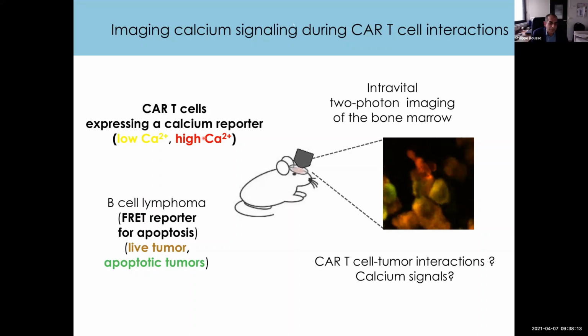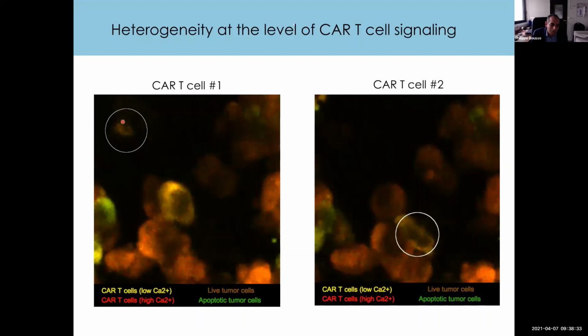And we also have our FRET reporter for apoptosis. So basically now we're really at the edge of what we can do with intravital imaging, because we are trying to distinguish different types of brown color, but I think we can still manage to do that.